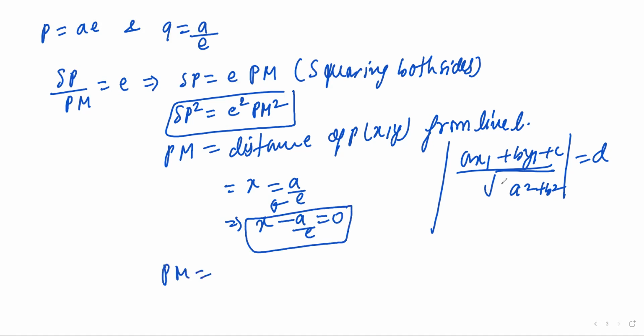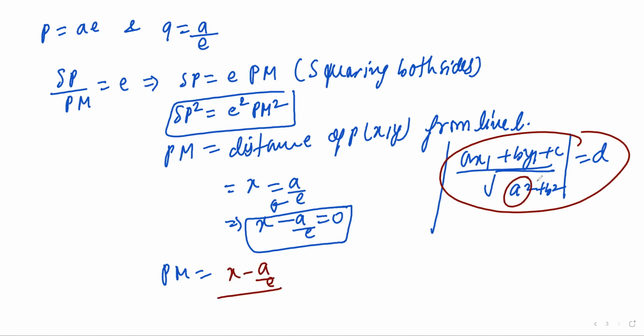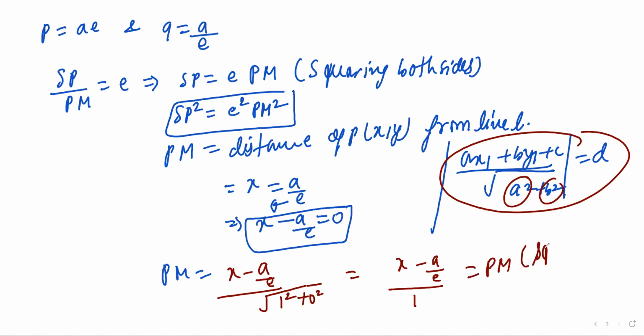For finding the distance, what do we do? We will apply this formula. So it will be x minus a upon e under root of coefficient of x square plus y square. So it will be under root of 1 square plus 0 square. So it is x minus a upon e divided by 1. So this gives the distance, that is equal to PM. So now squaring both sides, it is x minus a upon e whole square is equal to PM square. Right. And we'll find the SP value.